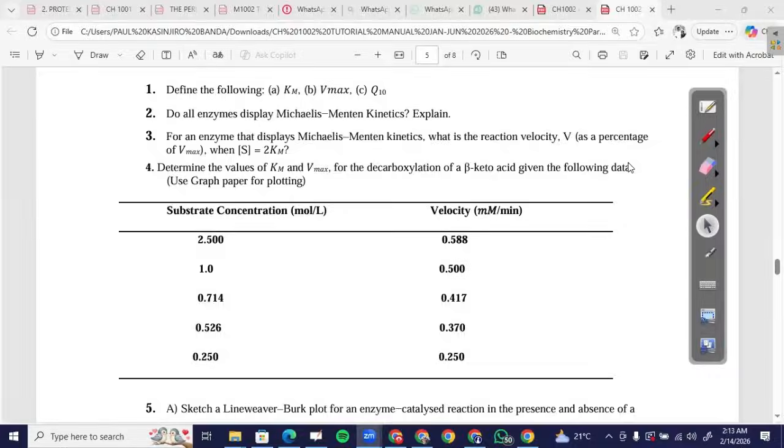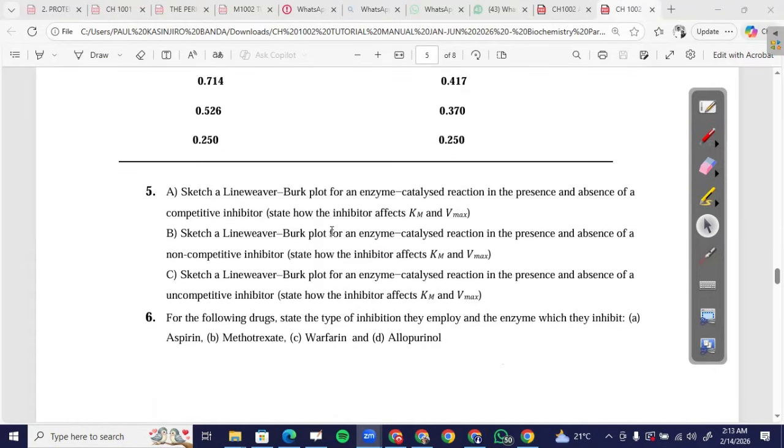All right, so welcome to this video, and we are going to be looking at questions from the chemistry assignment, which is on enzymes and enzyme kinetics. We are going to talk about the Lineweaver-Burk plots, and we're also going to talk about the type of enzyme inhibition for some particular drugs, like aspirin, warfarin, and allopurinol, and also the enzyme which they inhibit. Okay, so this is the assignment there.